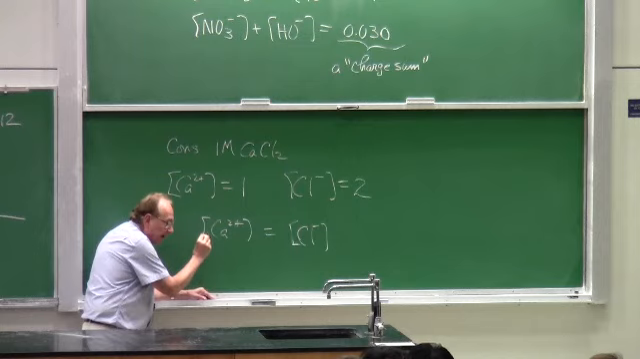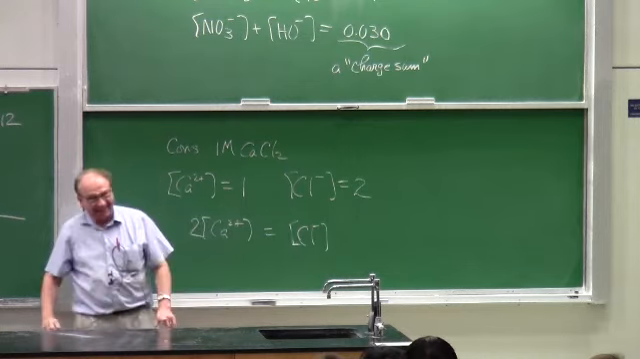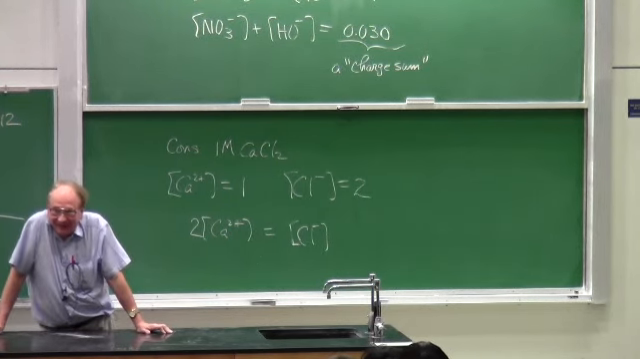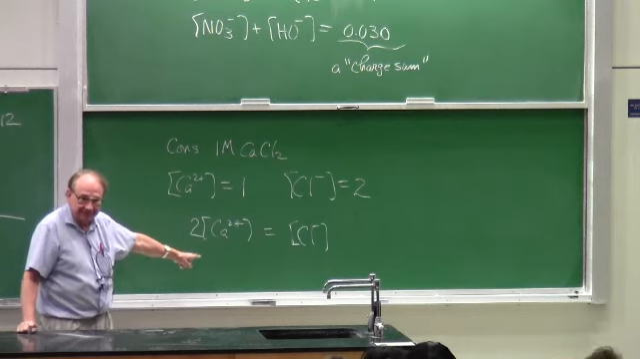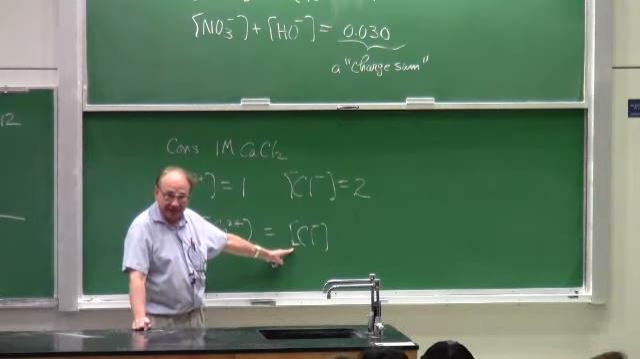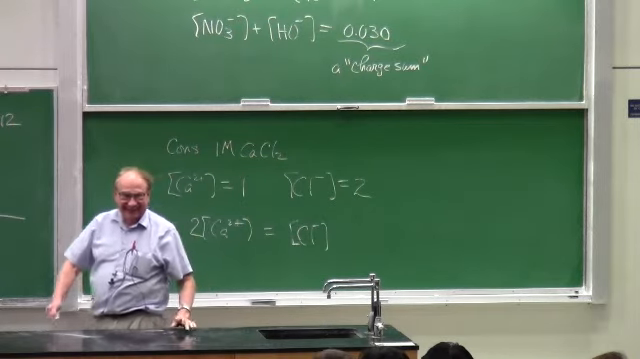Tell me what I have to do. Multiply what by what? 2 times 1 is 2. Oh, that's not really tough. You agree? Now I have an equation. Twice the calcium ion molarity is equal to the chloride ion molarity. 2 times 1 is 2. Wow! You know what that means?